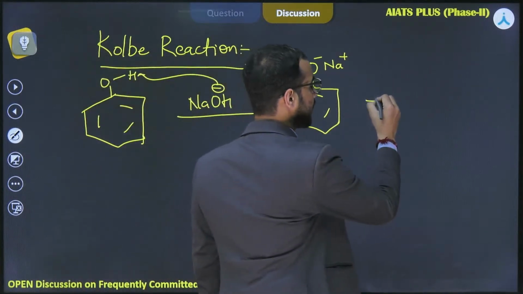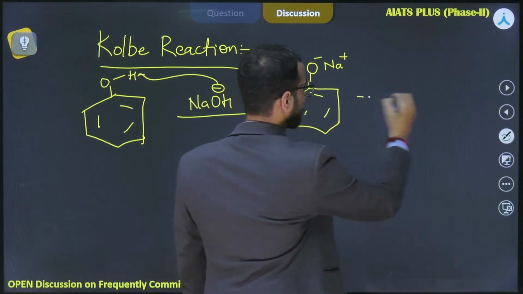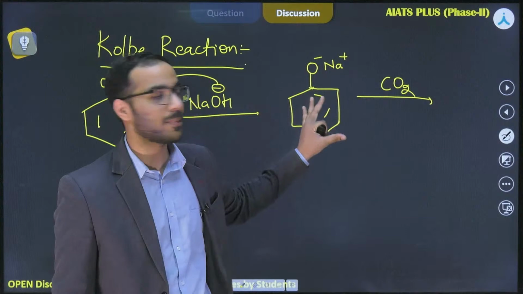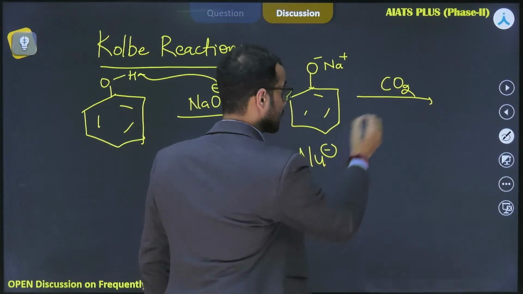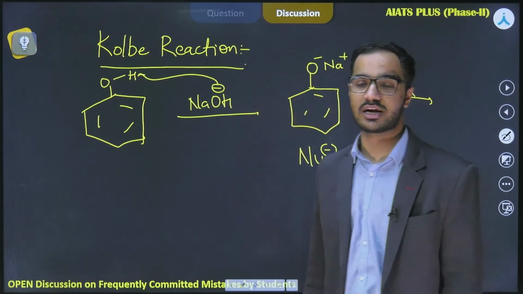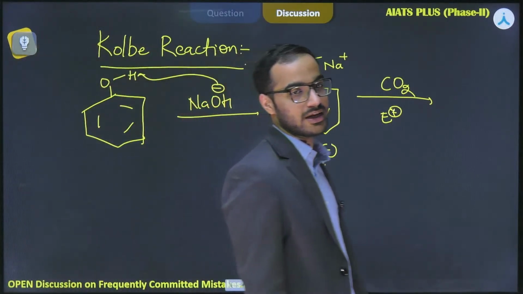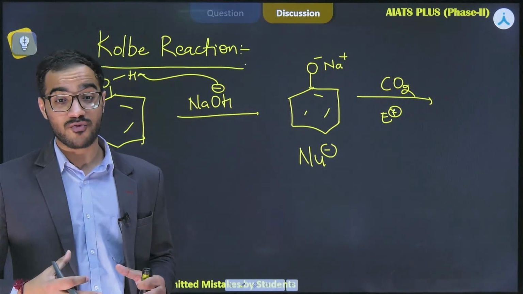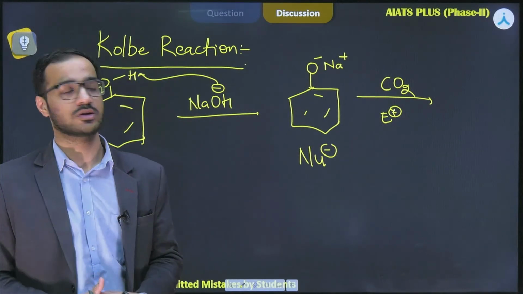After this, you are reacting with CO2. And now, this is simply an electrophile-nucleophile reaction. This is a nucleophile. This is an electrophile. And how will CO2 act as an electrophile? Can anyone give me the answer? How will CO2 be acting as an electrophile? Because of the presence of two double bonds, there will be a deficiency due to the minus I effect of oxygen.